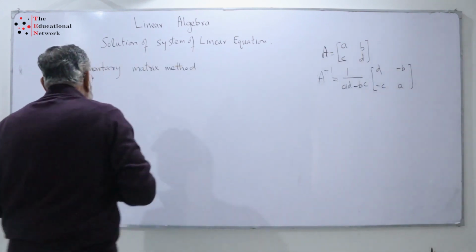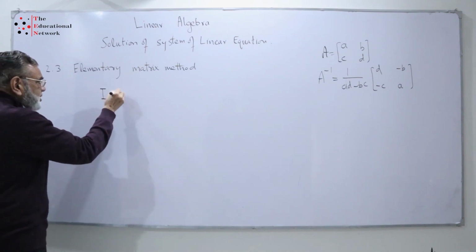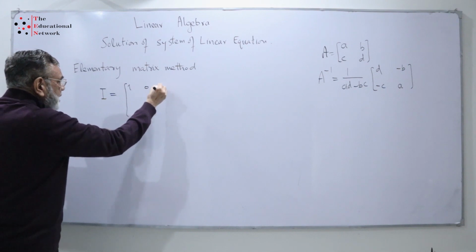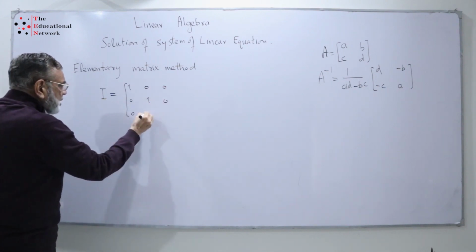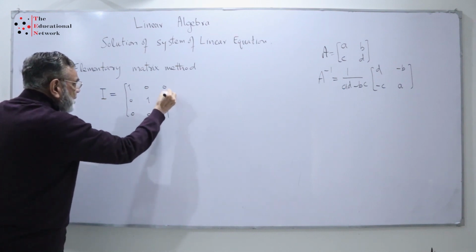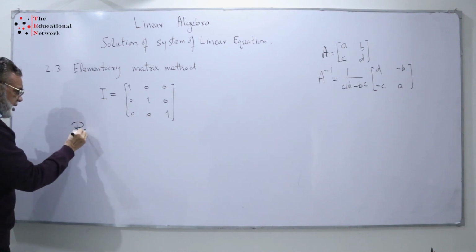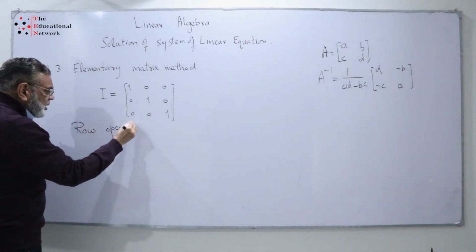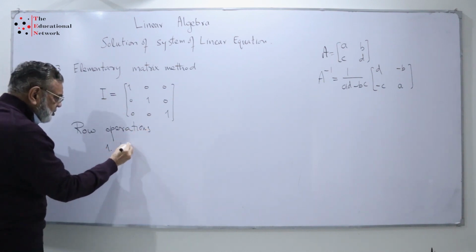We know already that we can have the identity matrix, and for the inverse we must have a square matrix. For example, I'll take here the identity matrix, 3 by 3, I3. Then we have discussed earlier the elementary row operations. There were 3 row operations. Number 1, we can interchange 2 rows.